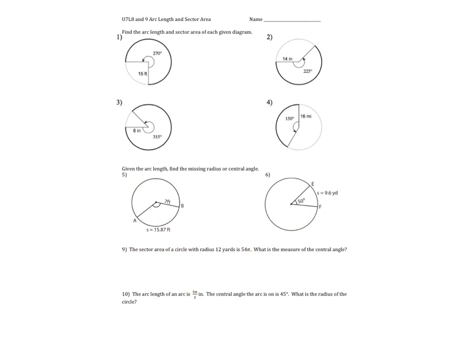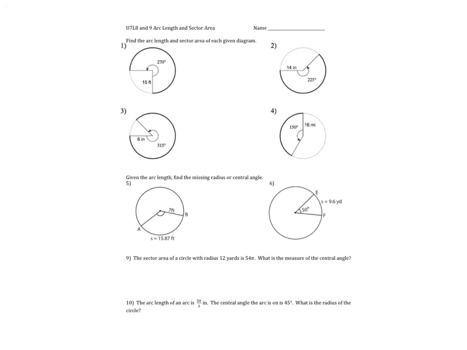That would end the lesson for Unit 7, Lesson 8 and 9, Arc Length and Sector Area. So at this time, you have a worksheet of homework problems, practice problems, to practice using this formula. The first 4 are from Lesson 8. You're just going to use your 2 formulas. And numbers 5, 6, 9 and 10, let's call that 7 and 8, ladies and gentlemen, you're going to be solving for something that's missing. That was what we talked about in lesson 9.